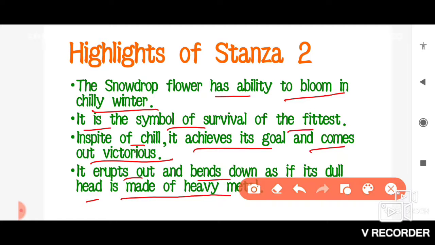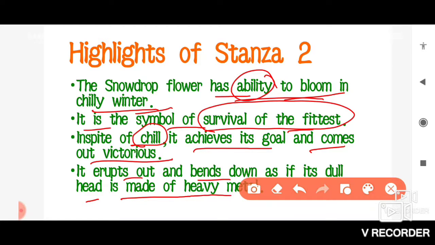तो ये सारी चीज़ें हमने पढ़ी कि स्नोड्रॉप जो है ये ब्लूम करता है विंटर सीजन में. इसमें वो एबिलिटी है. It is the survival of the fittest, क्योंकि अकेला एक ऐसा फ्लावर है जो विंटर सीजन में सर्वाइव करता है. इतनी कोल्ड होने के बावजूद भी, इतनी चिल होने के बावजूद भी ये अचीव करता है अपने गोल. It stands strong against the winter season. It erupts out and bends down as if its dull head is made of heavy metal.